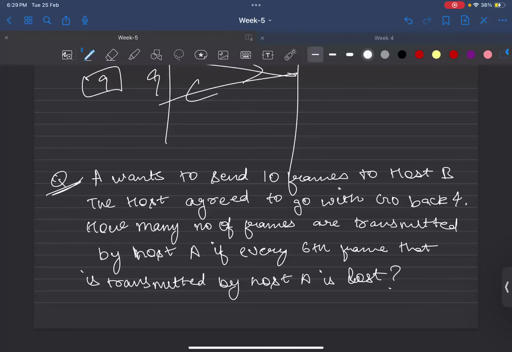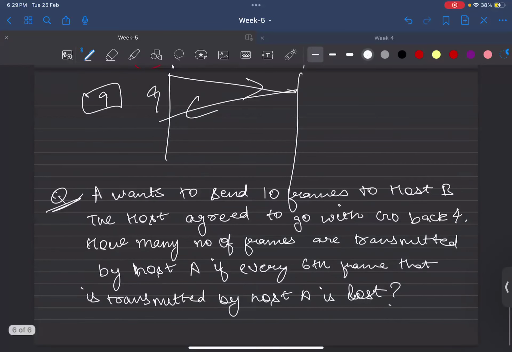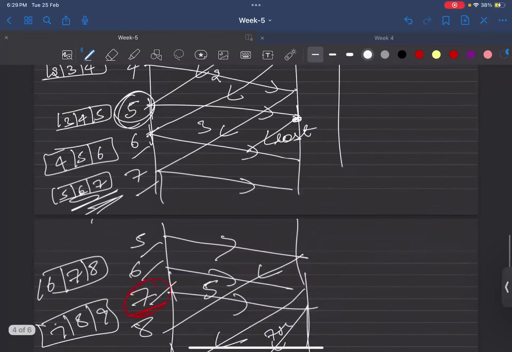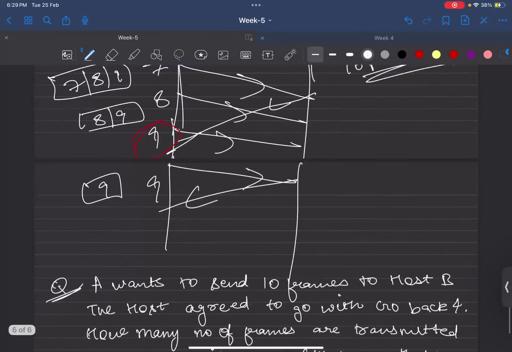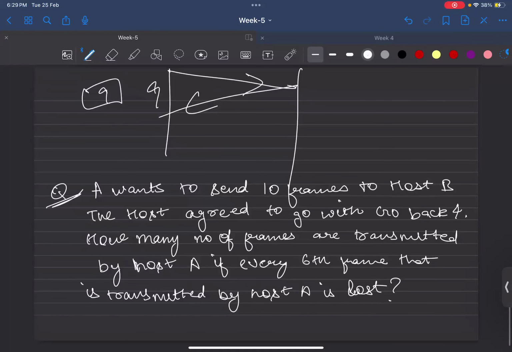Now I think the concept is clear. Can you guys solve it? A wants to send 10 frames. Earlier it was 9 frames, now it's 10 frames. Only the values are changed. It's just because I want to be sure that you guys have understood. The host agreed to go with Go-Back-4. Now the window size is 4 instead of 3. How many frames are transmitted by host A if every 6th frame transmitted is lost? So, a similar question.